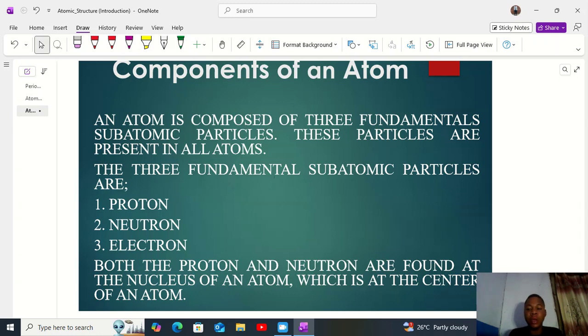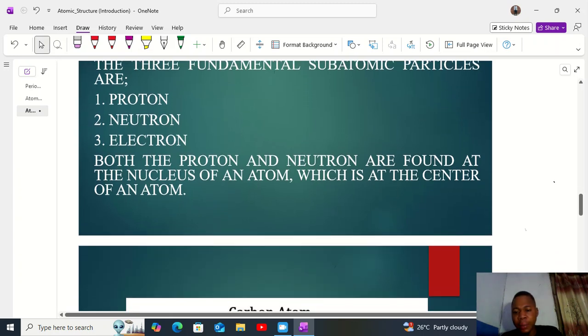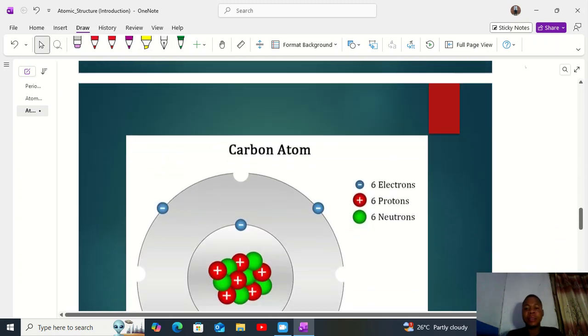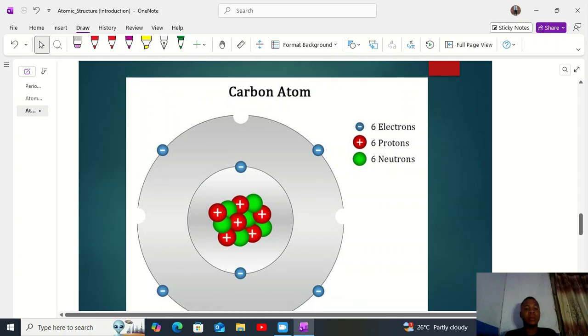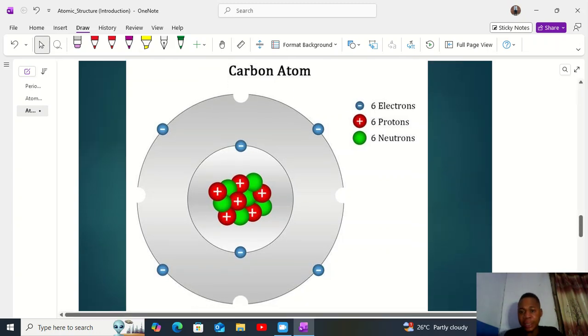I believe you're following. So the nucleus is not necessarily a fundamental particle. It is only a building that accommodates the proton and the neutron. Both the proton and the neutron are enclosed, or let me say embedded, inside the nucleus. Now let us use the atom of the carbon element to show how these fundamental particles are represented in the atom of an element.